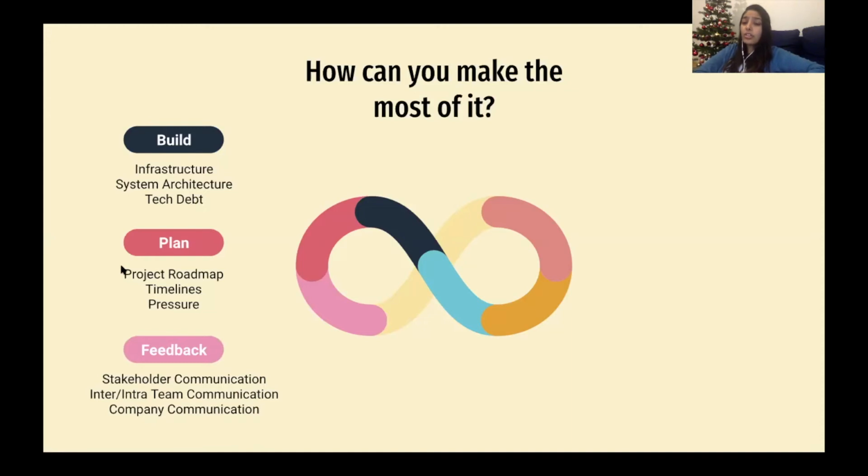Next up, you can talk about feedback. Here you can talk about feedback regarding stakeholders. Maybe how is the communication with them going? Do you feel that they are doing a good job in terms of giving you the response you need, giving you the direction that you need? How is the communication intra-team? How is the communication inter-team? How is the company-wide communication?